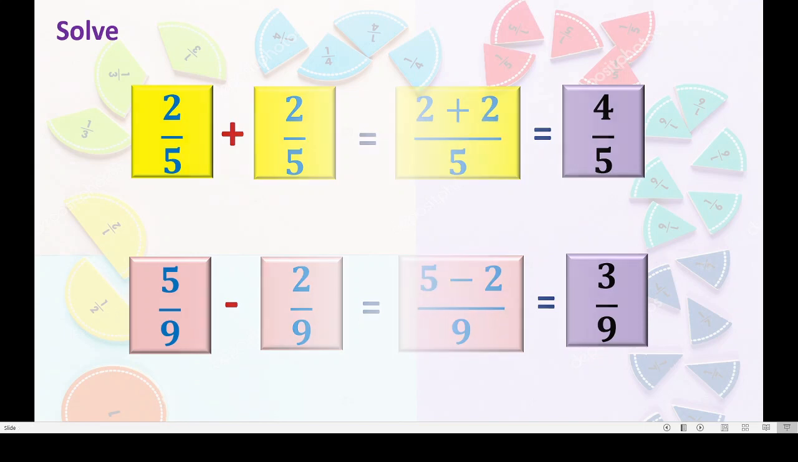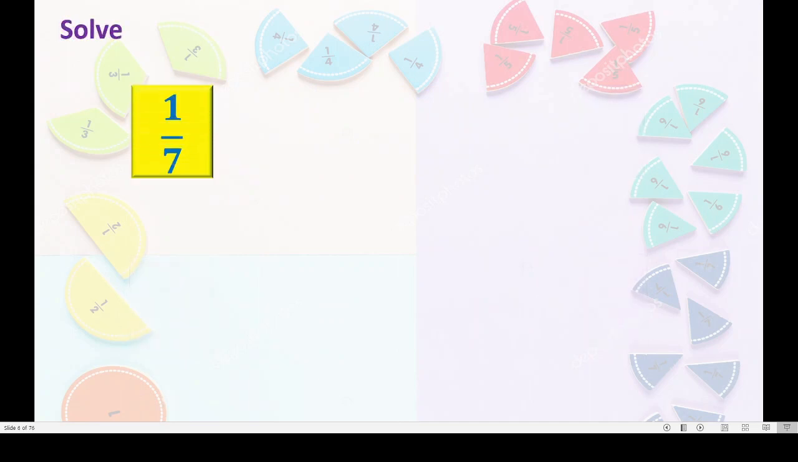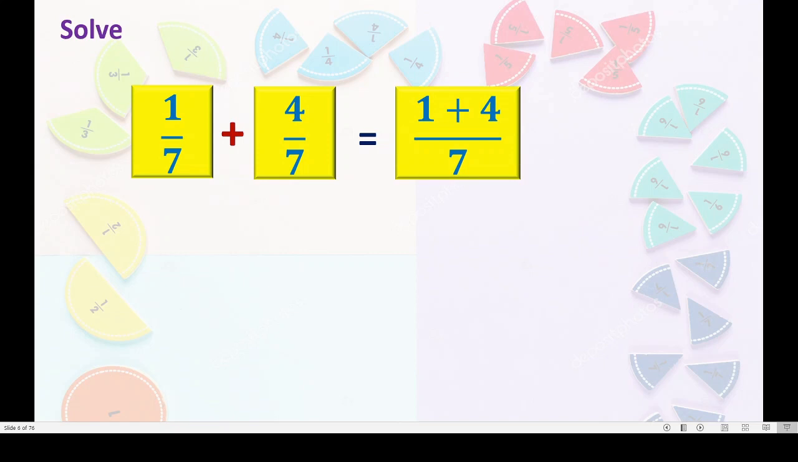Okay? Two more we will solve. 1 upon 7 plus 4 upon 7. Come on, tell me the answer. 1 plus 4. Yes, that is nothing but 5 upon 7. Very good. Direct addition. Okay? But not to forget to write 7 in the denominator, because we are dealing with the fractions.